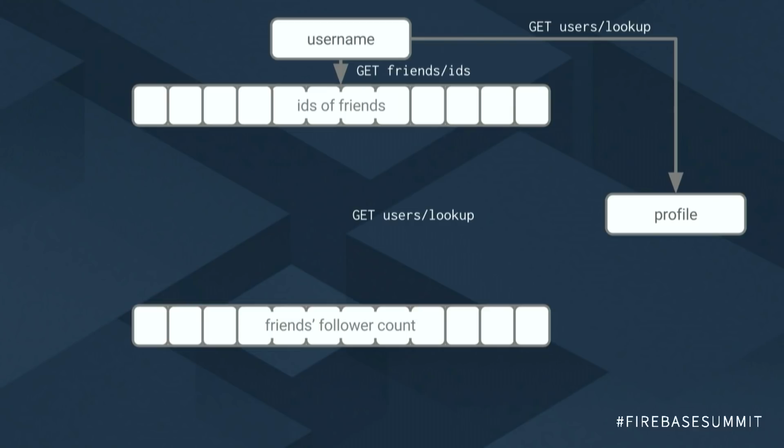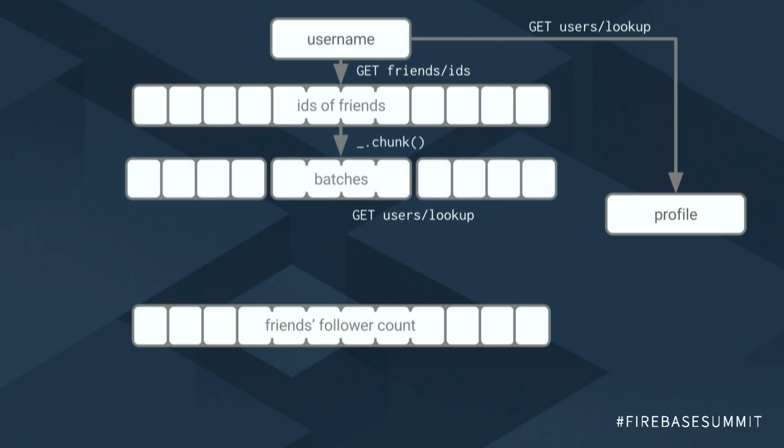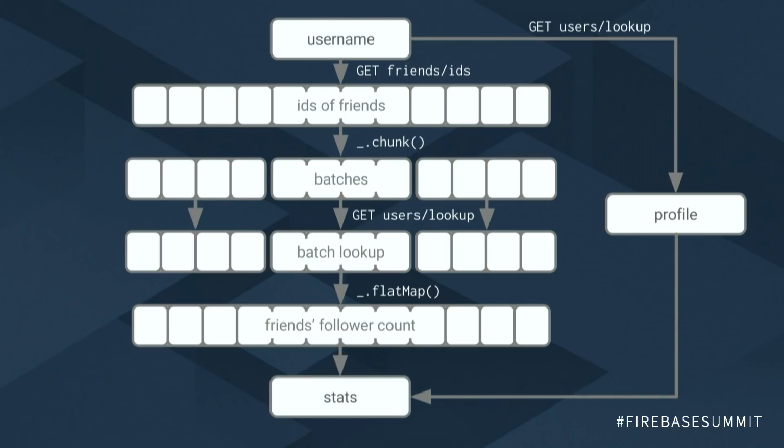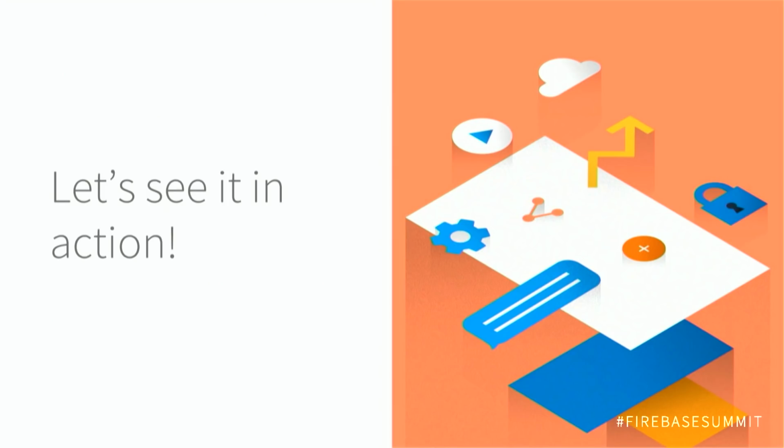So to do that, before we call getUserLookup, we will call chunk. This will break up our array into subarrays of a maximum size. From there, we can do this lookup in parallel and use Promise.all to wait for all the batches to complete. Now the opposite of chunk is flatMap. It will take our array of arrays and give us one array of results. And now that we have our profile and the follower count of our friends, we can calculate some fun and existential statistics. So let's go ahead and see this in action.